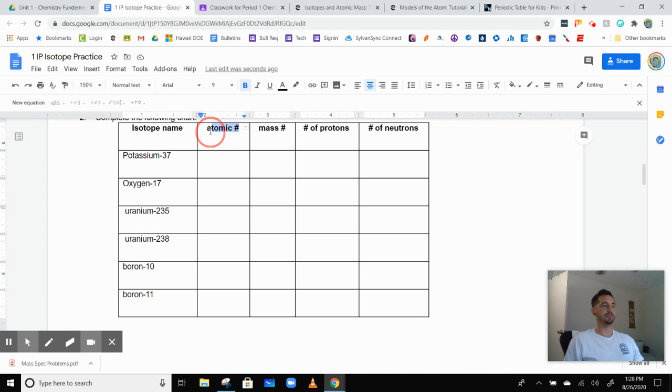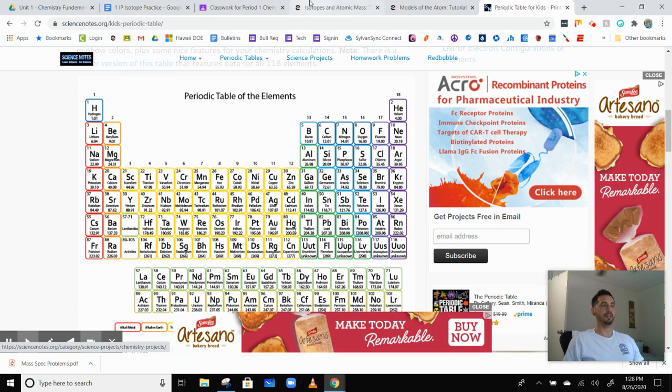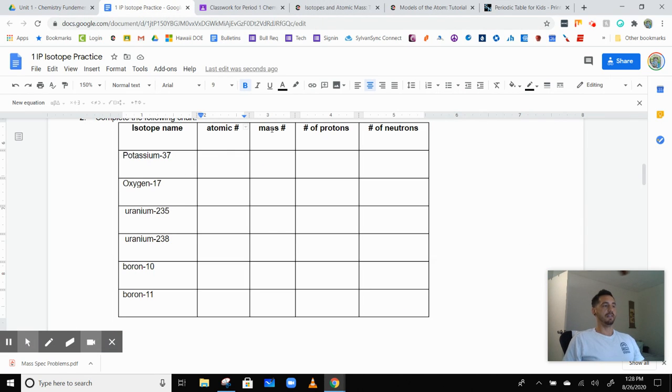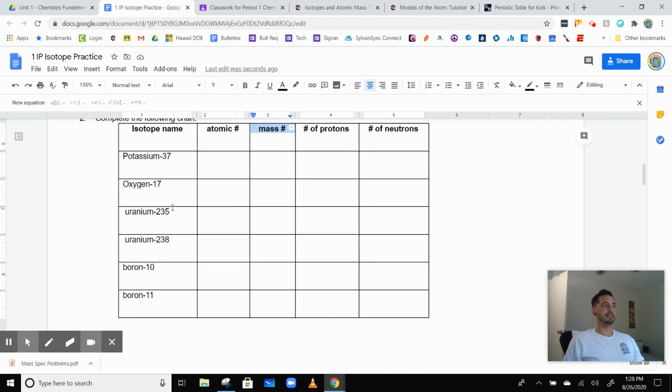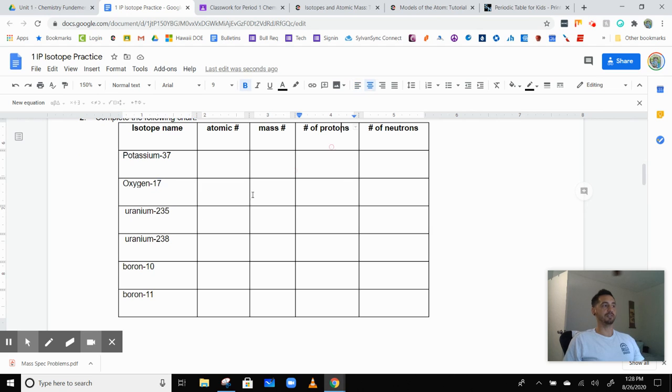Okay. All right. So the first part of that is just telling me to find the isotope name, and tell me what the atomic number is. You can find the atomic number from a periodic table. So just find a periodic table on the internet. Doesn't matter where you get it from, they're all the same. Okay. And then the mass number is just this number. Ooh, that's so easy.